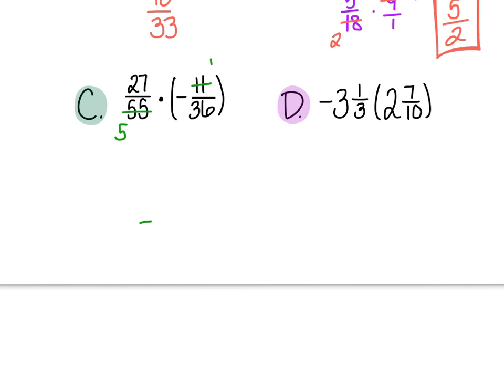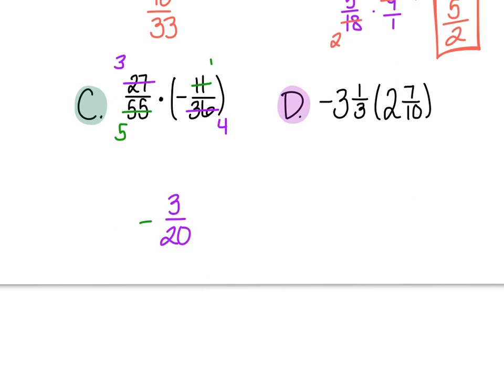And then 27 and 36 have a common factor of 9. 9 goes into 27 3 times. 9 goes into 36 4 times. So now when you look at these numbers, you don't have to go off to the side to multiply. 3 times 1 is 3, and 5 times 4 is 20. So our answer is -3/20. Canceling saves you a lot of time, and we know we don't have to reduce because we canceled as far down as we could.